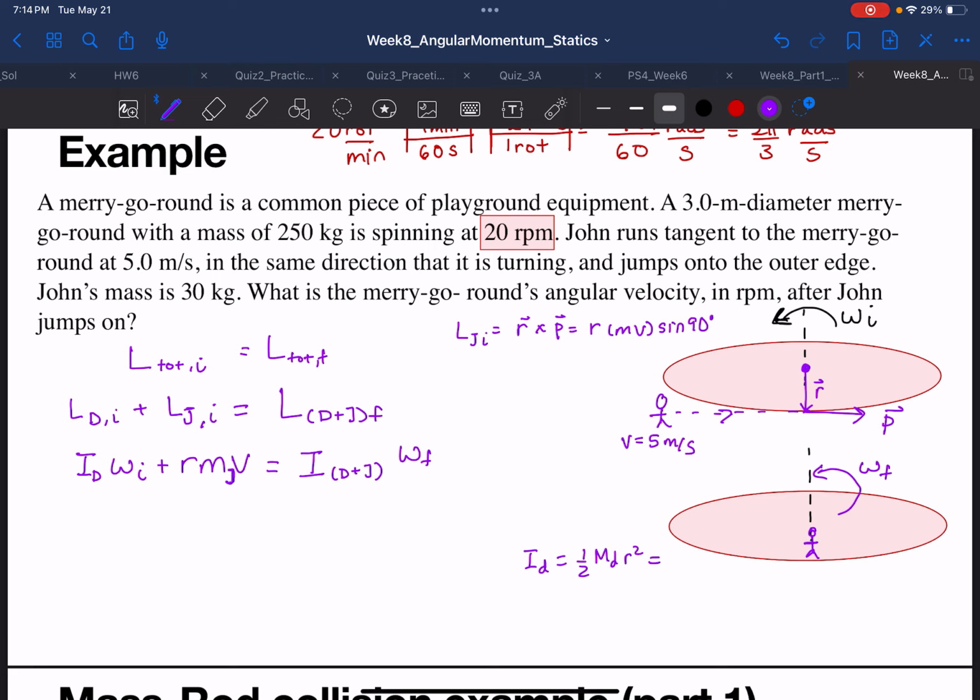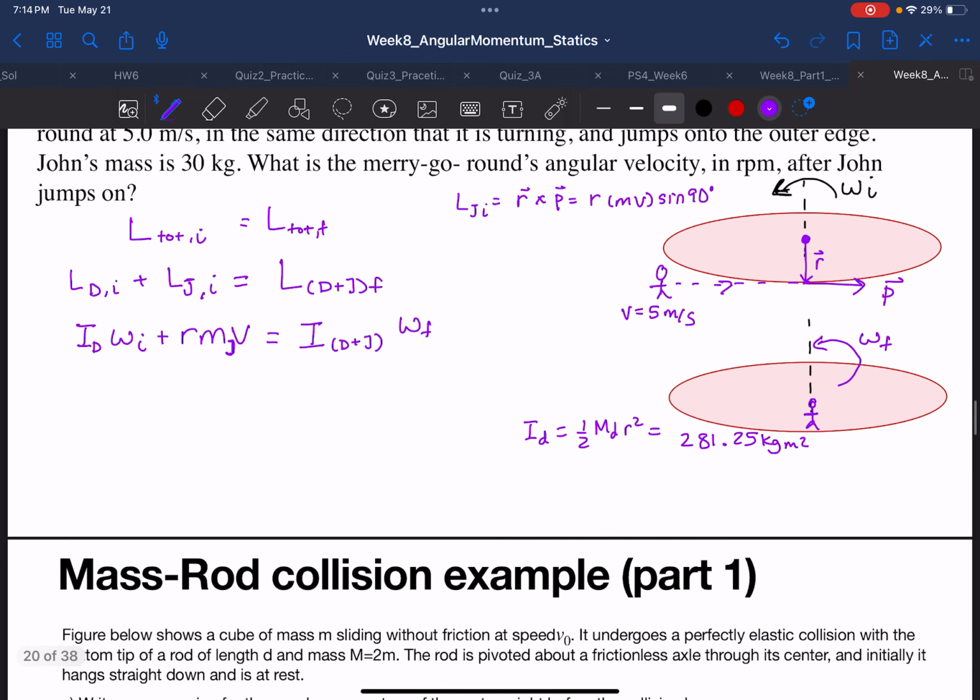If I plug in the mass of the disk, which is 250 kilograms, and then the radius, which is going to be 1.5 meters, because this is the diameter of the merry-go-round, that means that the radius of the merry-go-round is 1.5 meters. If we plug that in, you'll get that the moment of inertia of the disk is 281.25 kilograms meters squared. Then we need to also find the I of the disk plus John.